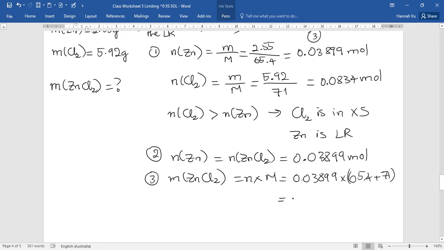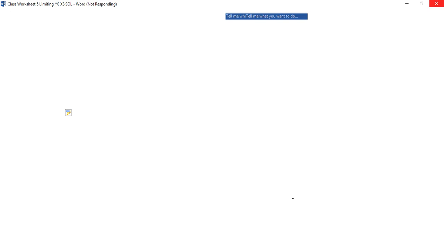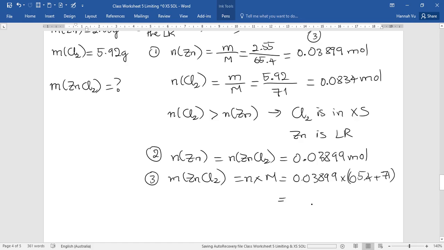Now, once again, remember to keep the numbers from your calculator and only round at the end. So 5.3 grams to two significant figures is the answer to this question. Not too bad. A 1-to-1 mole ratio is the best. All right, that's it for question 4, I think.